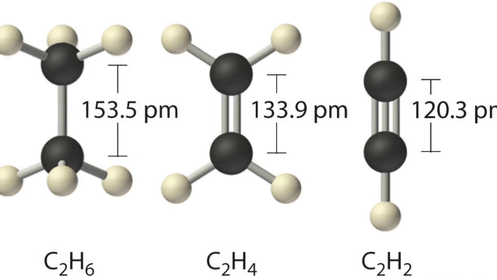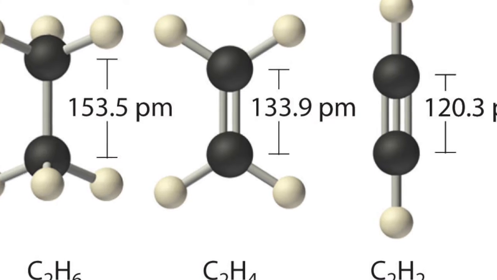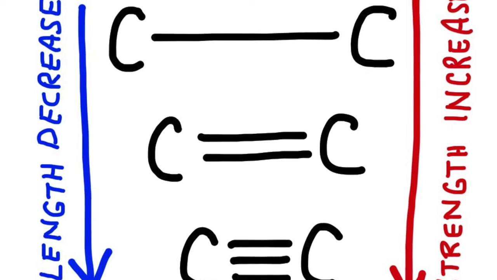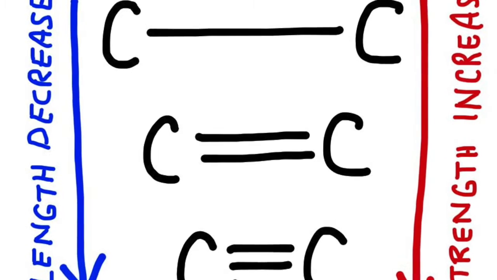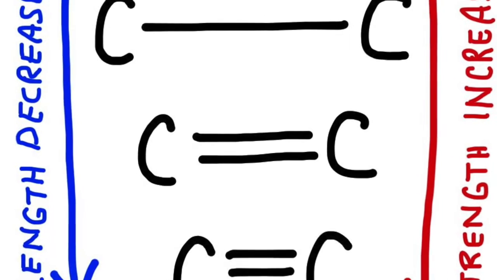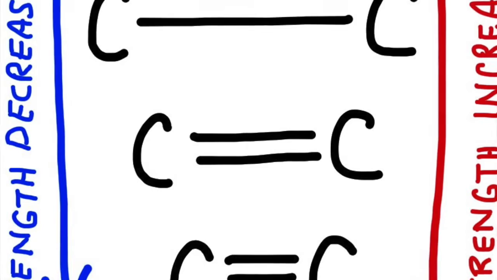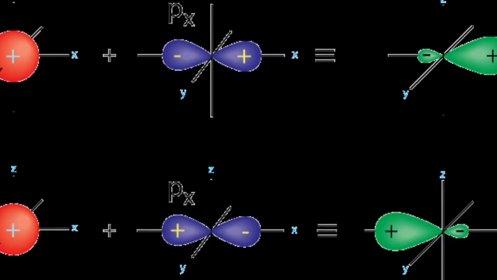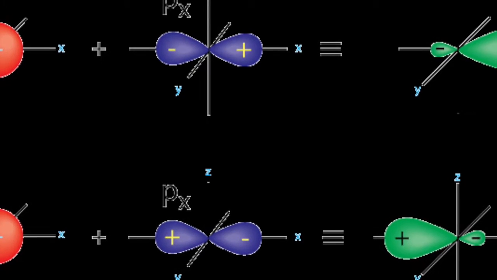Now, for more information about the lengths and strengths of bonds. More bonds means more shared electrons, which means increased bond energy. More bond energy means a shorter and stronger bond. Hybridized bonds have s and p character. The greater the s character, the closer the nuclei are to each other, the shorter the bond.